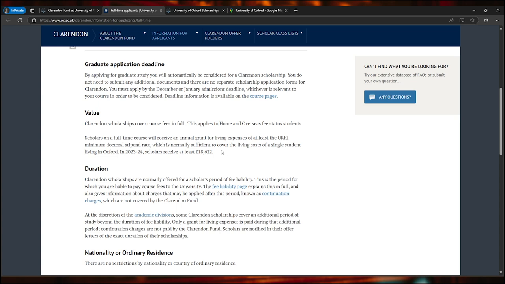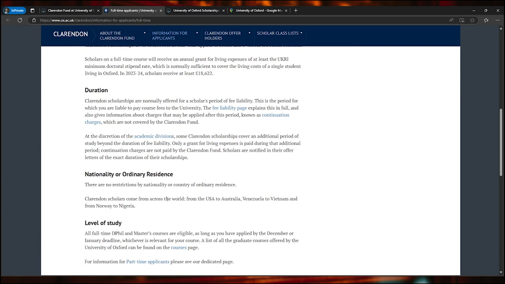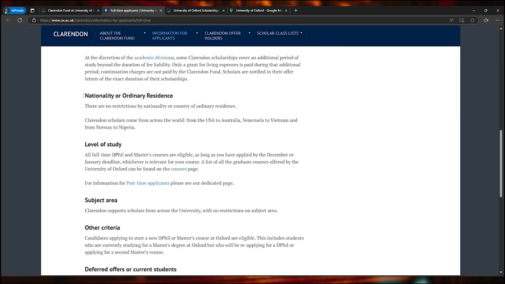A lot of graduate assistantships, if they're full funding and have stipends, this is the amount you will get, kind of a fixed rate. Duration, normally offered for the scholar's period of fee liability. Nationality: there are no restrictions by nationality or country of ordinary residence. Clarendon scholars come from across the world, from the USA to Australia. I mean, these are the two countries that this scholarship would probably not benefit all that much compared to people from Venezuela, Vietnam, or Nigeria, perhaps.